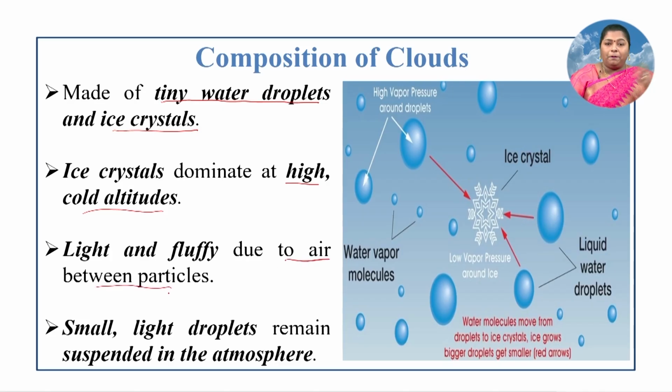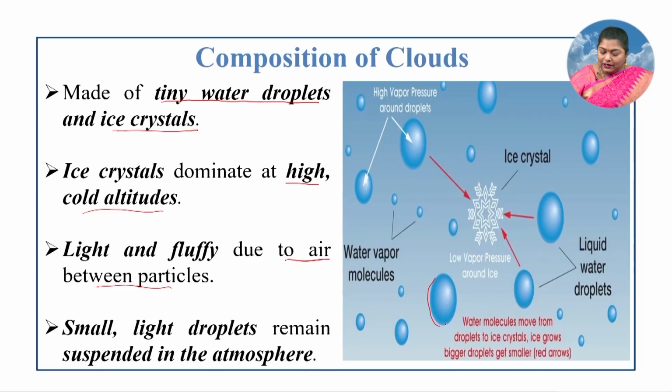So, imagine a balloon. A balloon will be very light. And what is inside the balloon? If we blow the balloon, the air will be inside the balloon. In the same way, this also has similar characteristics, that is, it is very light and fluffy. What? That is, the nuclei are light and fluffy. It's because of the air particles between these nuclei.